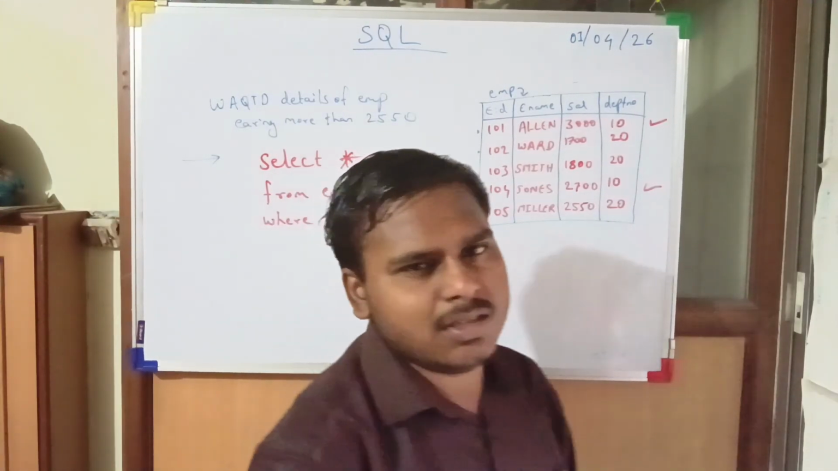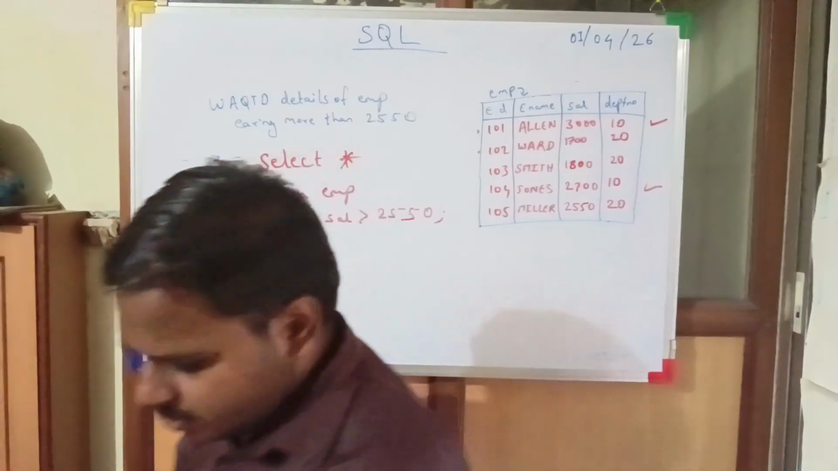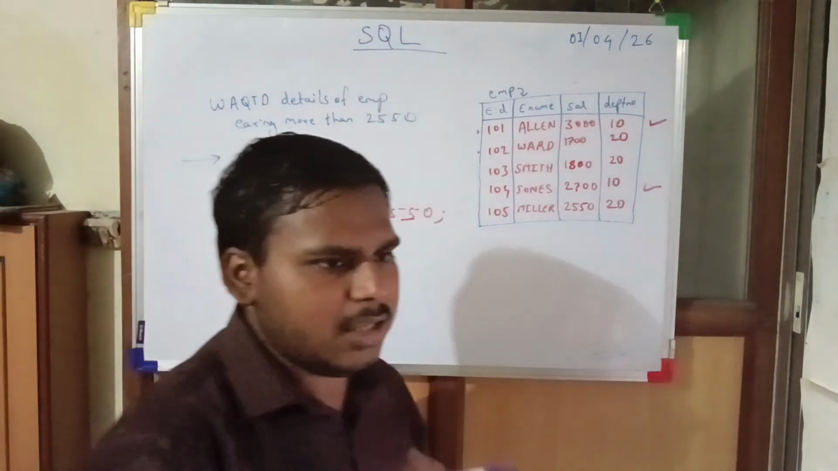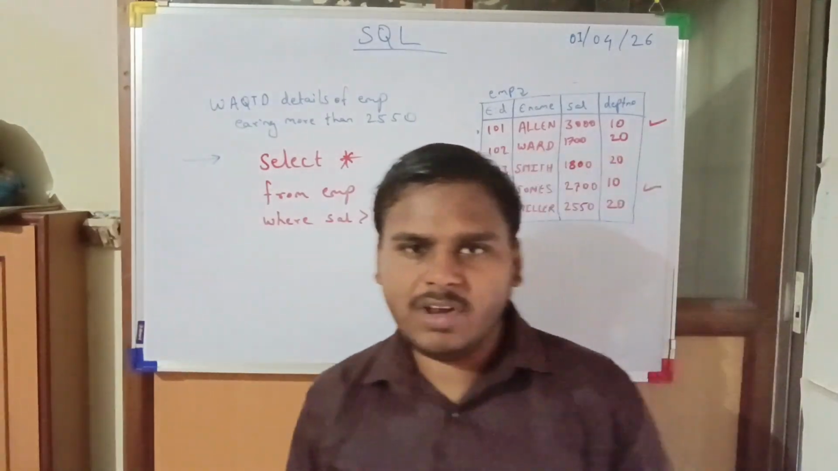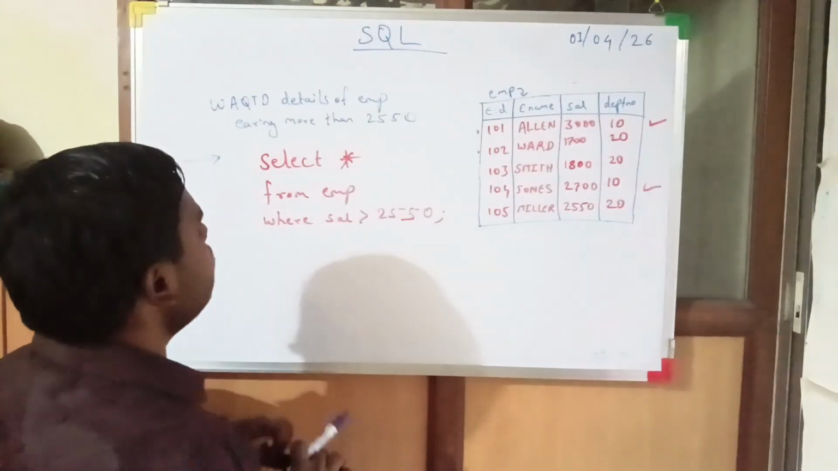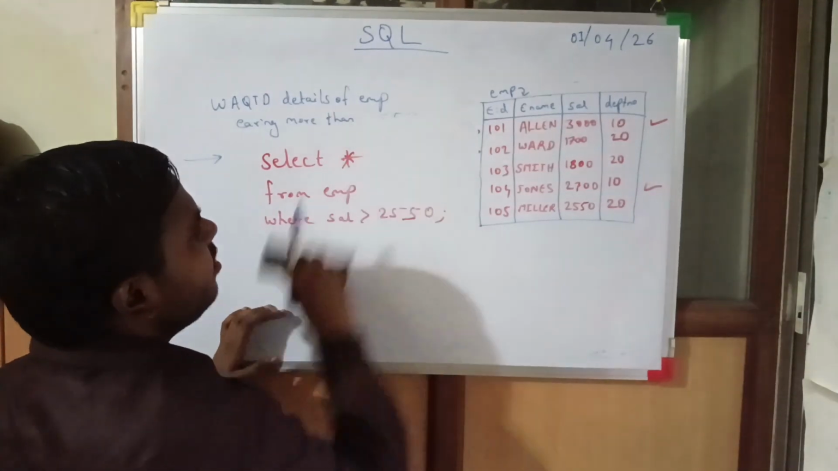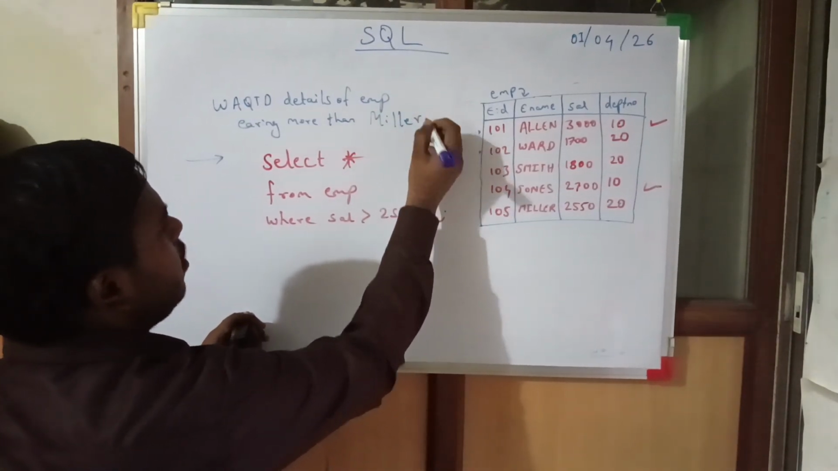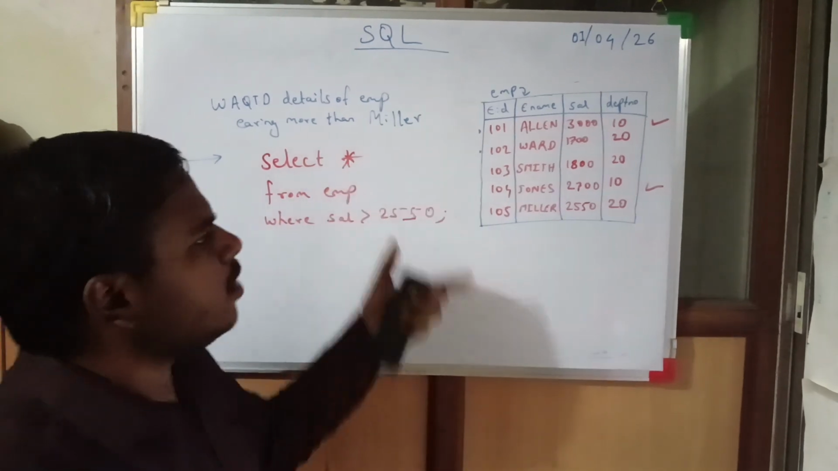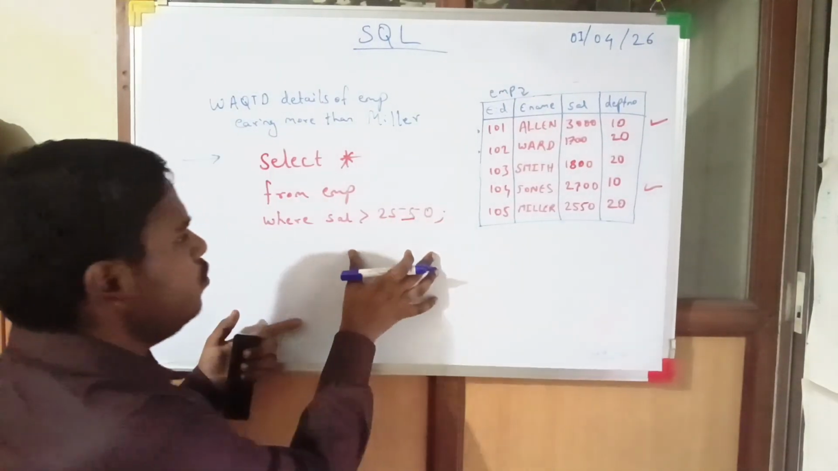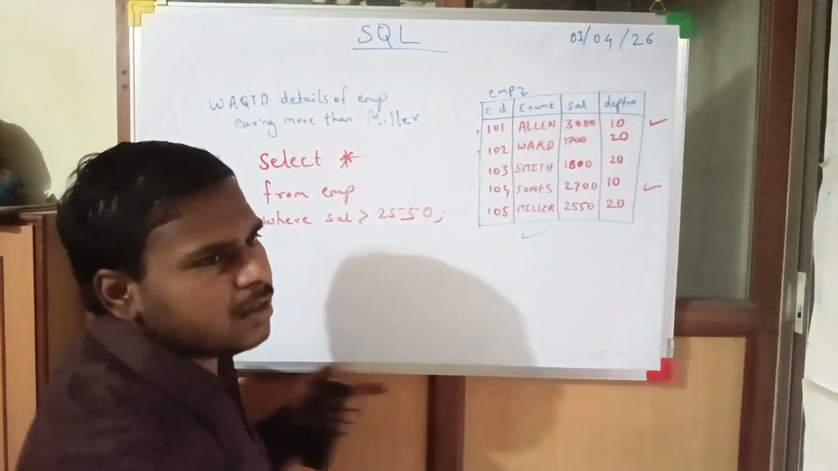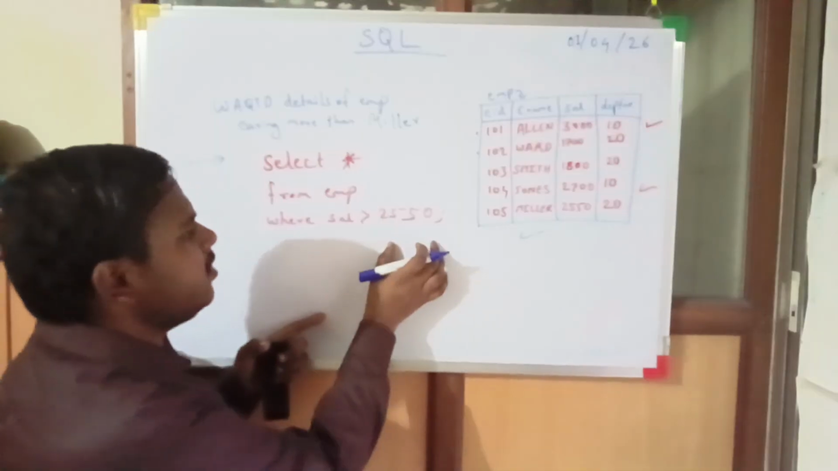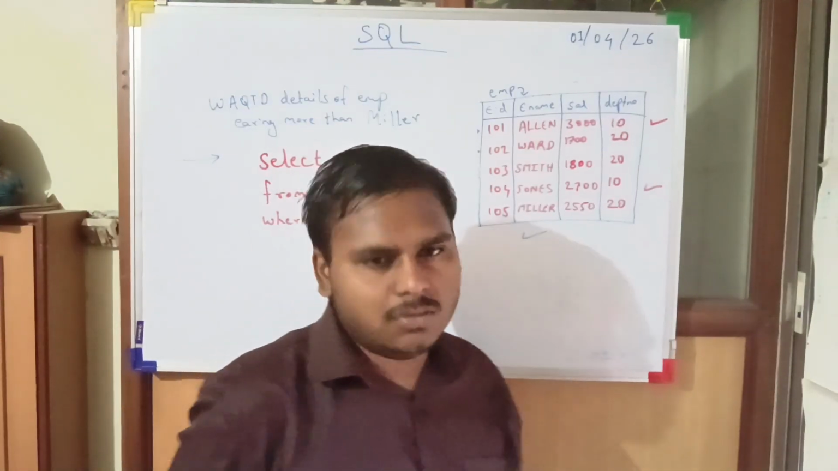So why am I explaining this, sir? See guys, this simple question might not be asked in interviews or in exams. They want to trick you. If I want to trick you, I will write earning more than Miller instead of 2550. If I write earning more than Miller, I will get the same output using this query, because the table is visible and the data is small. You can see Miller's salary is 2550, so I will write salary 2550 and get the answer.